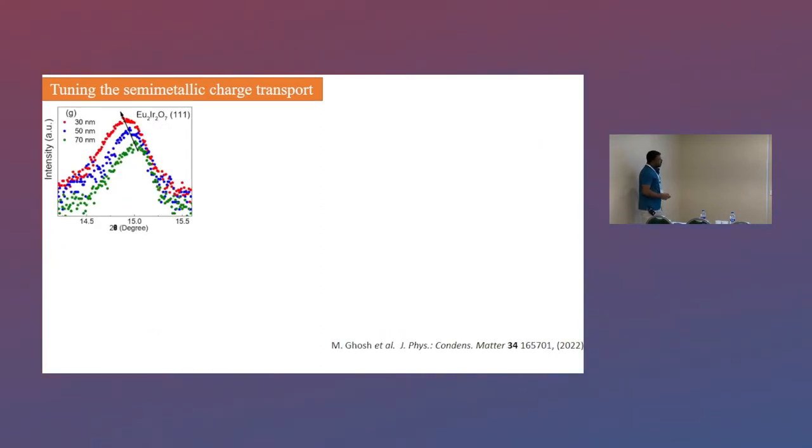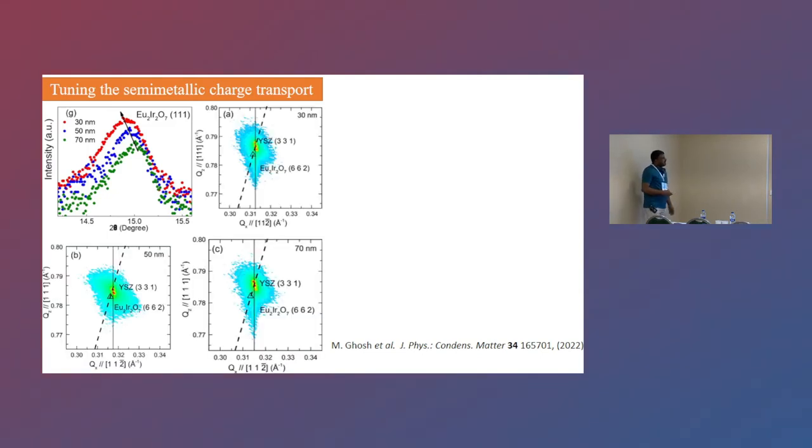So what we did, we grew three samples of different thickness, like this is 30 nanometer, 50 and 70. We saw that the XRD peak is shifting towards the left. That means the lattice parameter is increasing as we go to lower thickness samples. The lattice parameter can change due to two reasons.